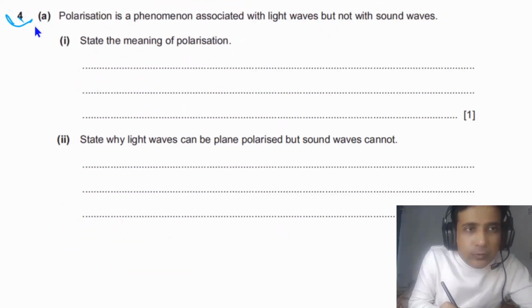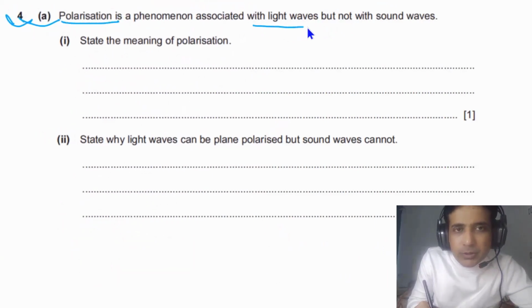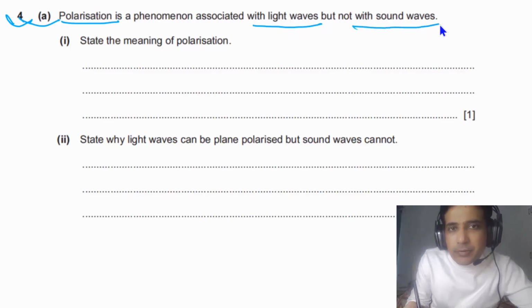For question number 4, part A, it is given to us that polarization is a phenomenon associated with light waves but not with sound waves.